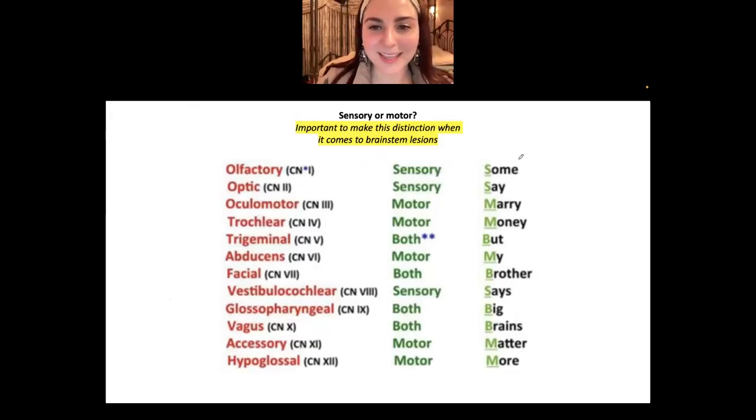Okay, so this is for later. I know it's blurry, but this is the mnemonic that I use to remember. Basically it's, are these sensory or motor? Again, this is really important for those brainstem lesions. So you just draw them out in order, 1 through 12. And then there's the phrase people say, which you might have done in college if you took a physio class. Some say marry money, but my brother says big brains matter more. And it's just sensory, motor, or both. You'll start to not even have to say this, and you just know off the top of your head, oh yeah, olfactory, smell is a sense, it's not a motor function.